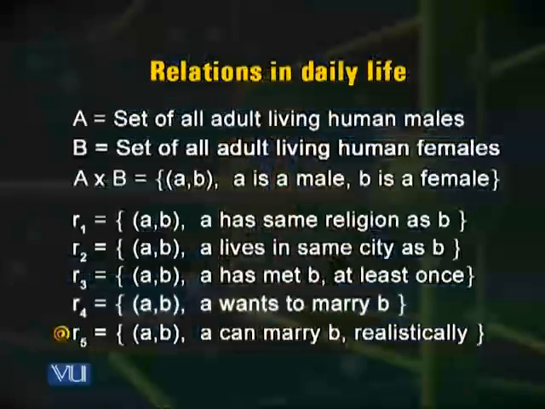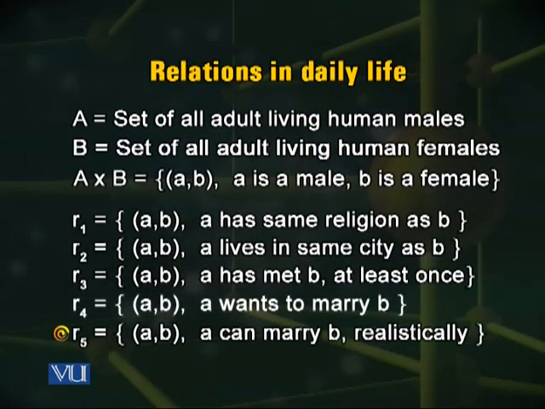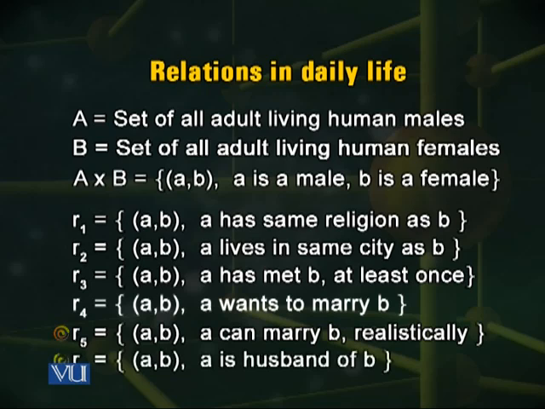Well, if the male is optimistic, it can contain 100 females, but one has to be realistic. So the fifth relation, R5, contains all those pairs of males and females where A, the male, has a realistic chance of getting married to B. So this is quite a small set compared to the previous one. And lastly, the sixth relation, R6, is a pair of male and female where they are actually married. So this is a very small set.